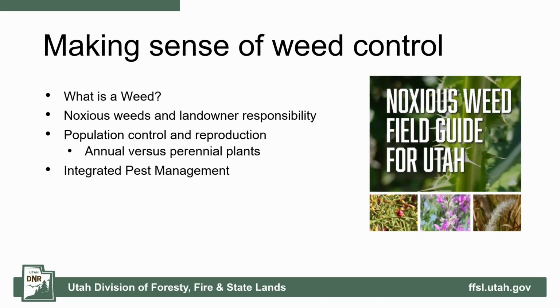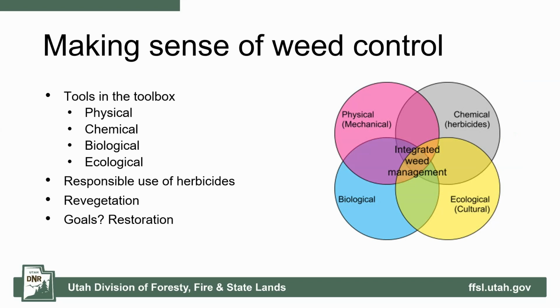And so integrated pest management, or in this case, integrated weed management, is looking at all the different tools in the toolbox to control these populations. They include physical control, and so that would be something as simple as hand pulling a weed. And so this would be an effective approach for an annual plant because we could pull it before it produces its seed, and we've stopped reproduction.